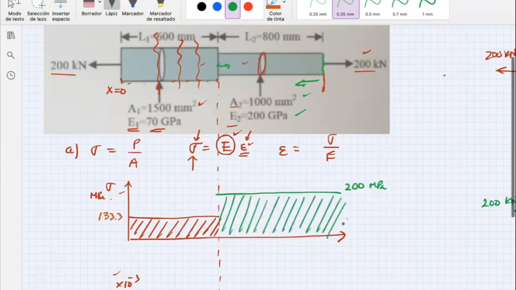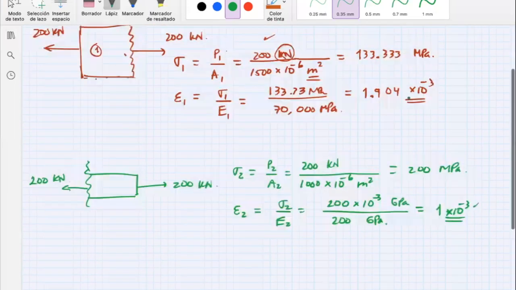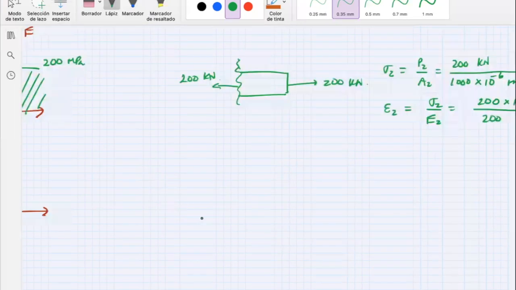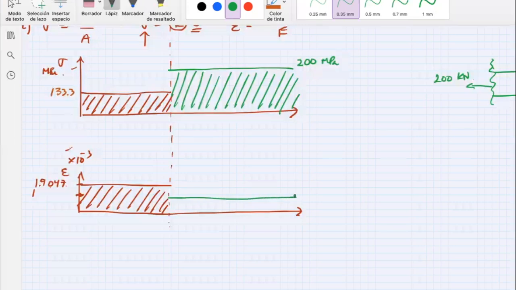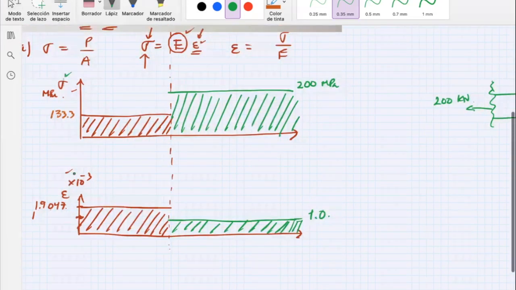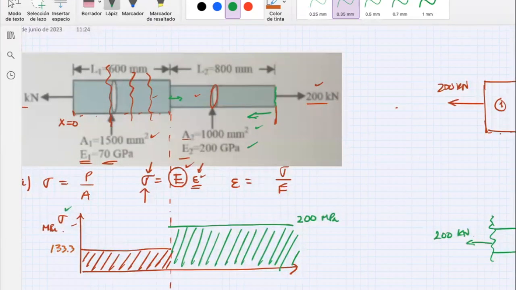So you have more normal stress there. Let's look at the strain, and the strain is smaller. In one case you have more strain, and in the other you have less. So I put this one a bit lower, and this one is going to be 1.1 times 10 to the minus 3. It's dimensionless, it doesn't have any units. And that would be the distribution of both, normal stress and strain, along this rod. So I will see you later.